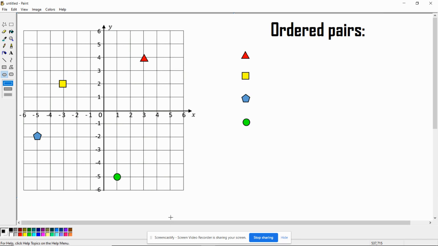Hey kids, today we're going to talk about coordinate grids. Sometimes you hear people say coordinate plane, same thing. You probably did a little bit of this last year, so some of this won't be difficult for you.